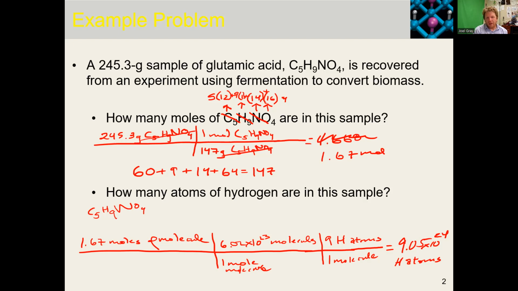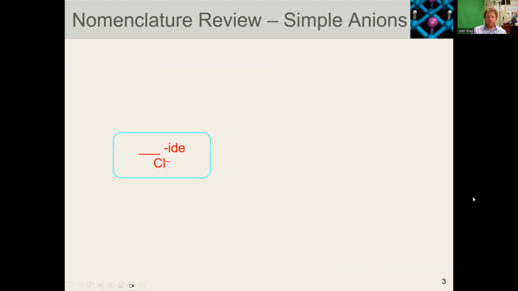This second problem, how many atoms of hydrogen are in this sample? Well, do the exact same calculation, but change it from hydrogen atoms to carbon atoms, from carbon atoms to oxygen atoms, to nitrogen atoms, to carbon and hydrogen atoms. See if you can work within the parameters of what we've done here to answer these new questions, make up new questions for yourself.